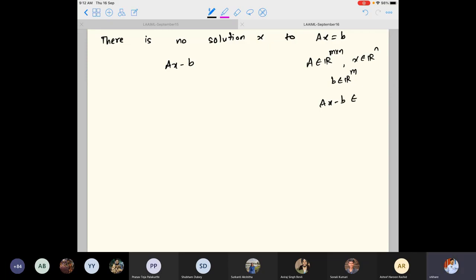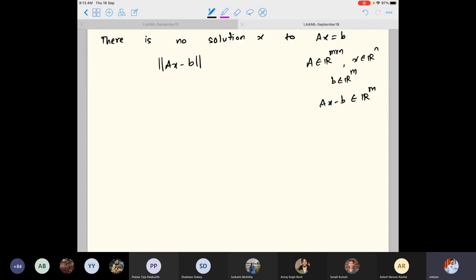Where does this vector belong to? It will be in Rm, sir. It will be in Rm. So it is a vector of length m, right? I want to choose an x such that Ax minus B, as an m-dimensional vector, is as close to the 0 vector as possible, right? What is the thing that we use for vectors to measure as close to 0 as possible? Obviously, the norm of the vector.